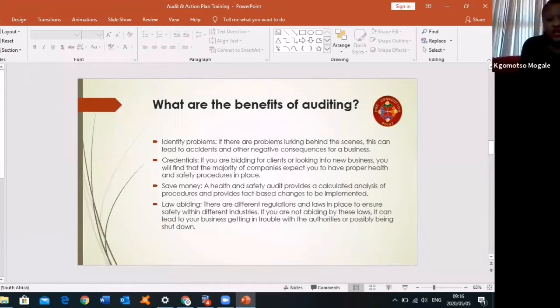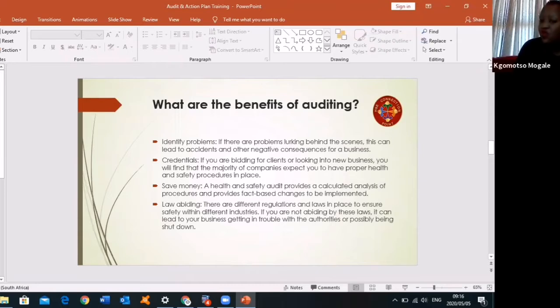Then there is abiding by the law. There are different regulations and laws in place to ensure safety within different industries. If you are not abiding by these laws, it can get your business into trouble with the authorities, or possibly get it shut down. So we all know what the law says, guys. We are required by law to conduct this audit because they are checking if we are adhering to the law, and we are also making sure that we're protecting our employees.